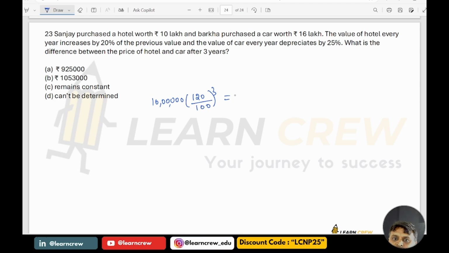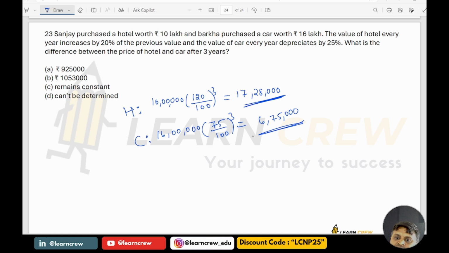It is nothing but 17,28,000 at the end of 3 years. Similarly, for the car worth 16 lakhs, at the end of 3 years, when it is depreciating at the rate of 25%, it becomes 75 by 100. Now its value will become 3 cube by 4 cube. 4 cube is 64. So you are going to get 6,75,000. Now the hotel value, and this is the car value after 3 years.